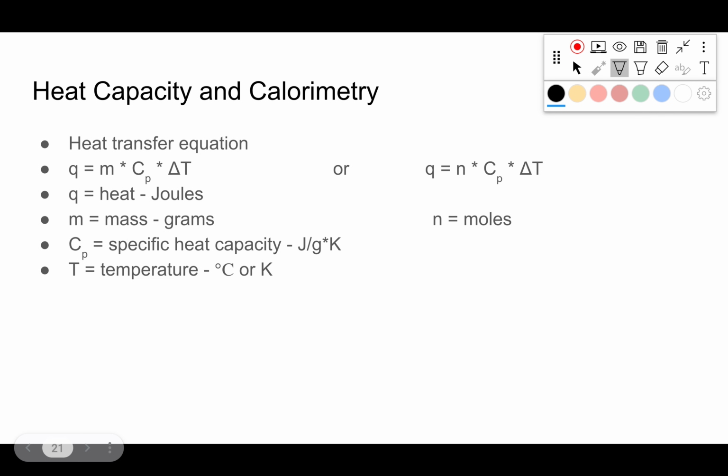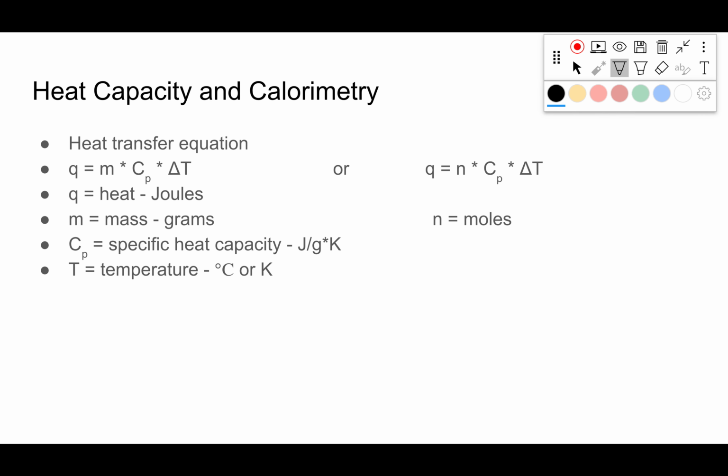So typically, the equation is going to be rearranged, and you're going to use it in this format. This equation has just been rearranged to solve for heat, which is going to be represented by the letter Q. And so it's going to be Q is equal to mass times your heat capacity, your specific heat, times your change in temperature. Q is your heat, which is in the unit of joules. M is your mass, which is in the unit of grams. Cp is your specific heat capacity. Again, it's going to be joules per gram times Kelvin.